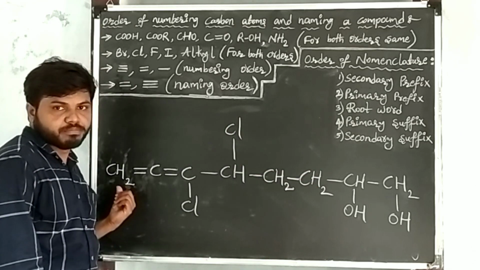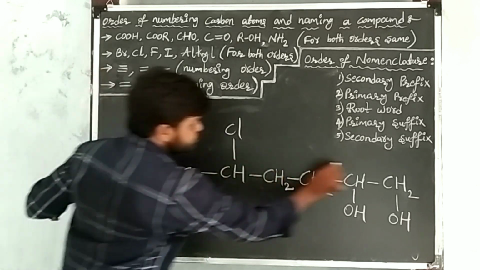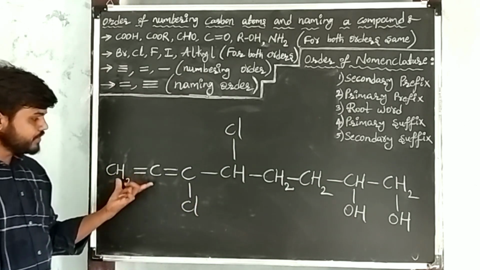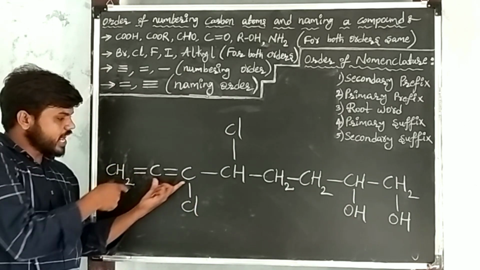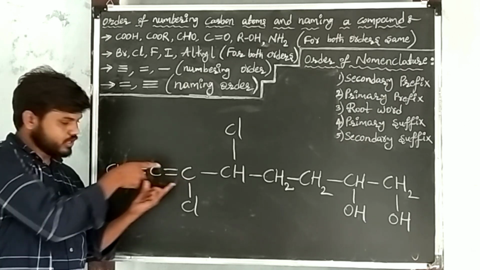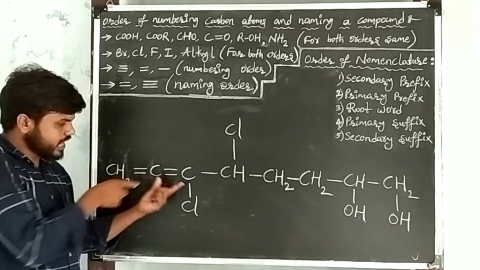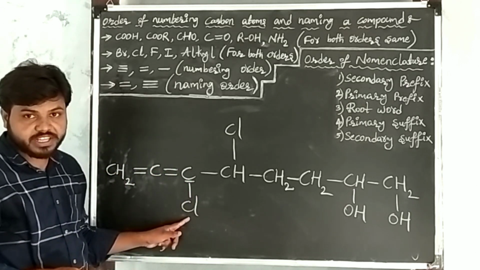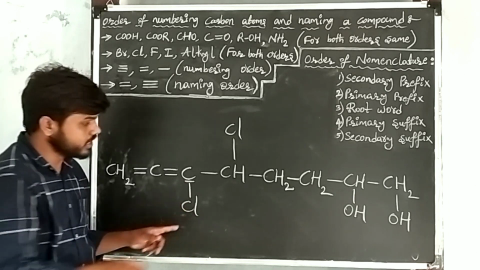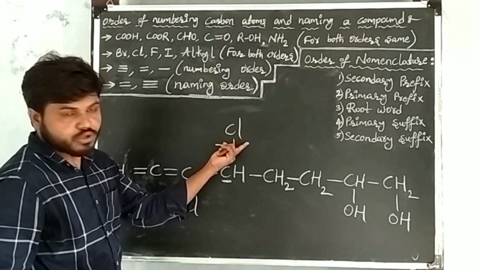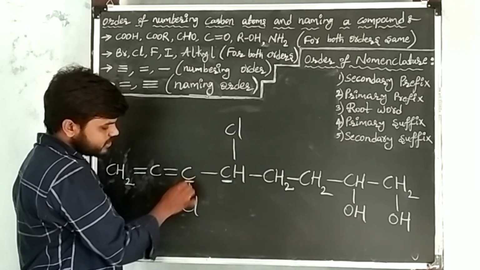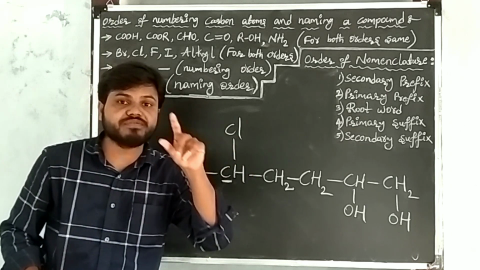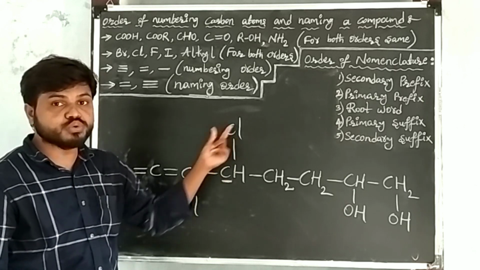This is the given carbon compound. This is the principal chain of the carbon compound. Between these two carbons there is one double bond, and between another two carbons there is another double bond. At this carbon there is one substituent, that is chlorine. At another carbon there is also one chlorine. In total, 2 chlorines are present in the given carbon compound at different carbons.